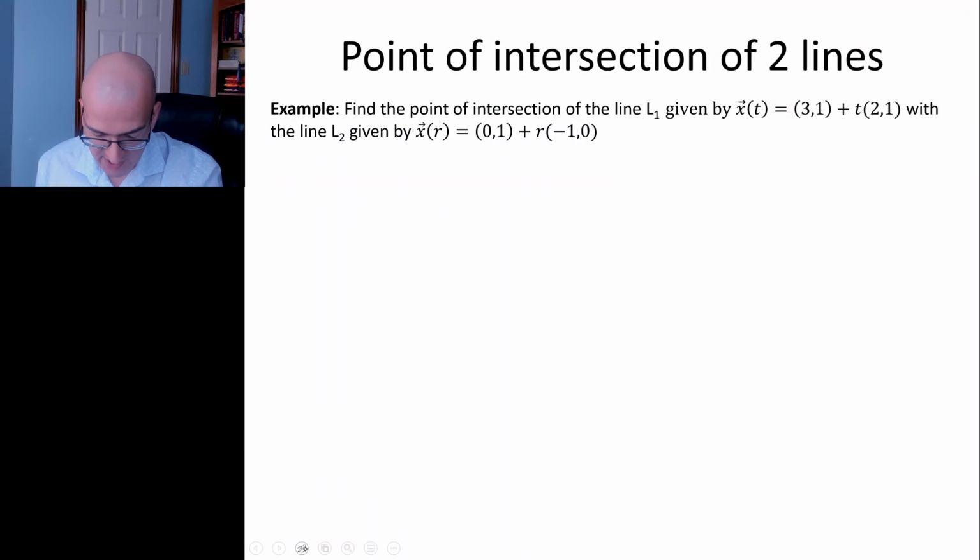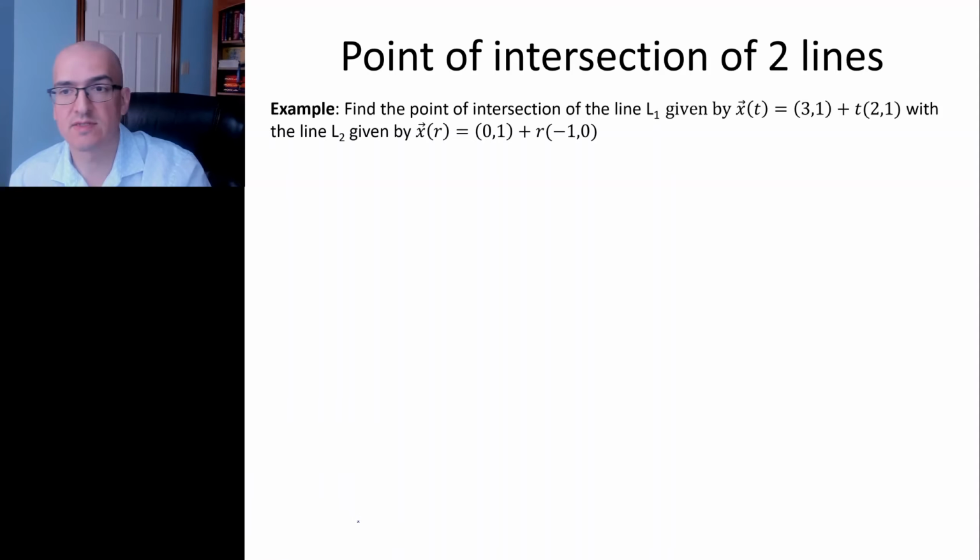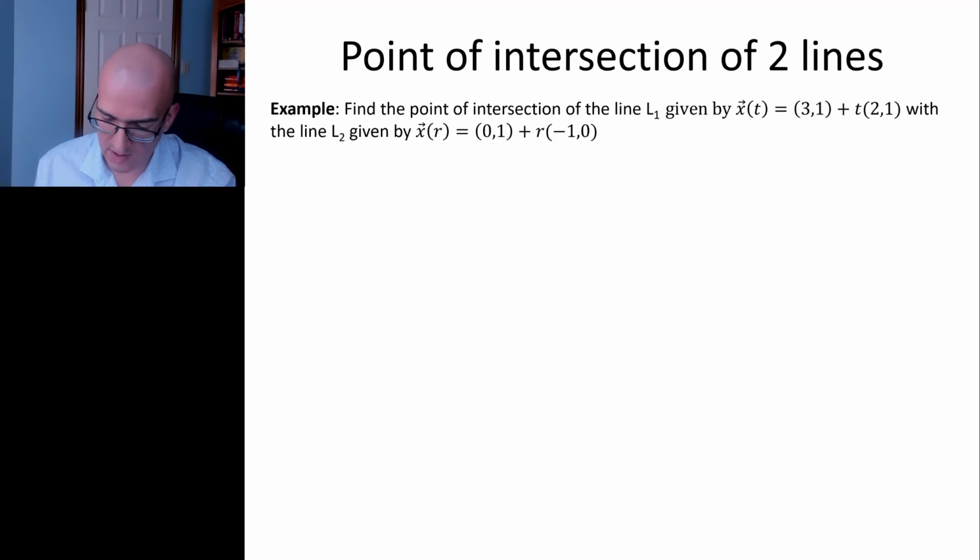The other type of intersection we can have is the intersection between two lines. In the first example, we have the intersection between two lines in 2D. The first line, x of t is equal to (3, 1) plus t times (2, 1). And the second line, x of r is equal to (0, 1) plus r times (-1, 0). So I'm going to convert both lines into parametric form.